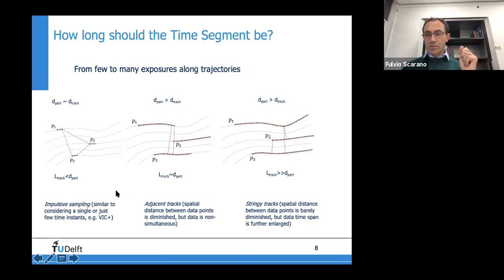or even VIC+. Then if we take more exposures, actually to a length that corresponds to the distance between particles, we are getting closer in terms of track distance. And in this case, the distance between particles is larger than the track distance. So the good news is the inverse of it. The track distance is getting smaller than the particle distance.